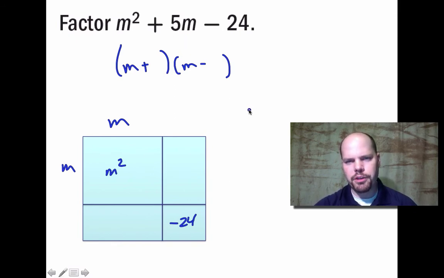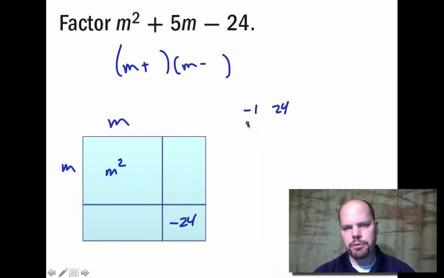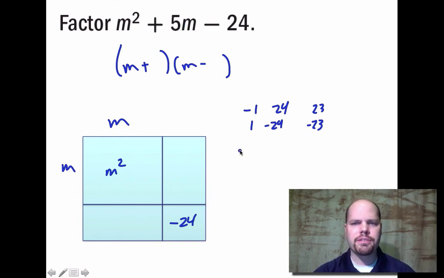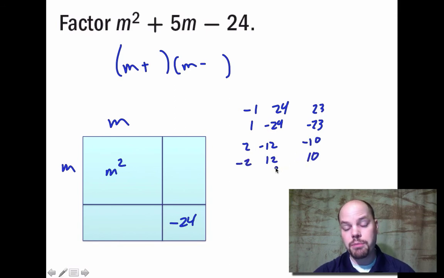Well, it could be negative 1, positive 24, or 1 and negative 24. So their sums are 23 and negative 23. We need a 5, so we need a pair that has a difference of 5. So is it 2 and negative 12? No, because that's negative 10. Is it negative 2 and positive 12? No, because that would be positive 10.